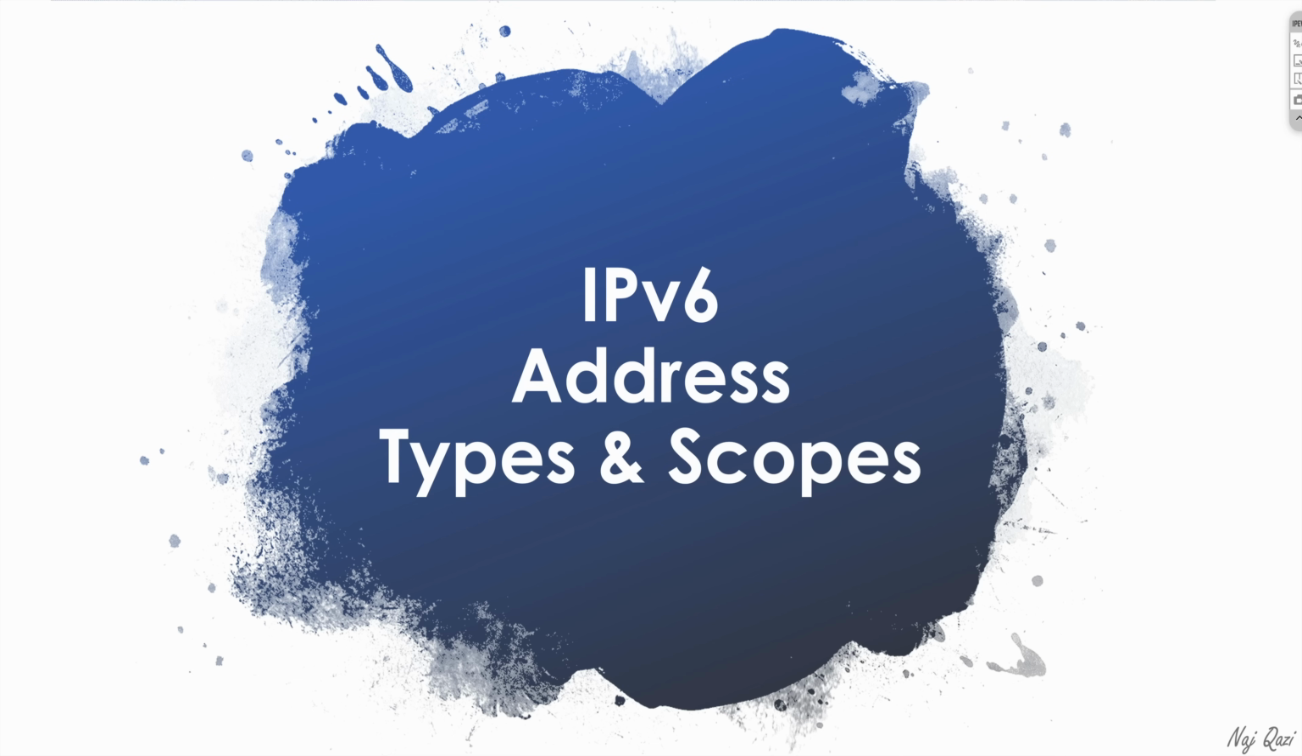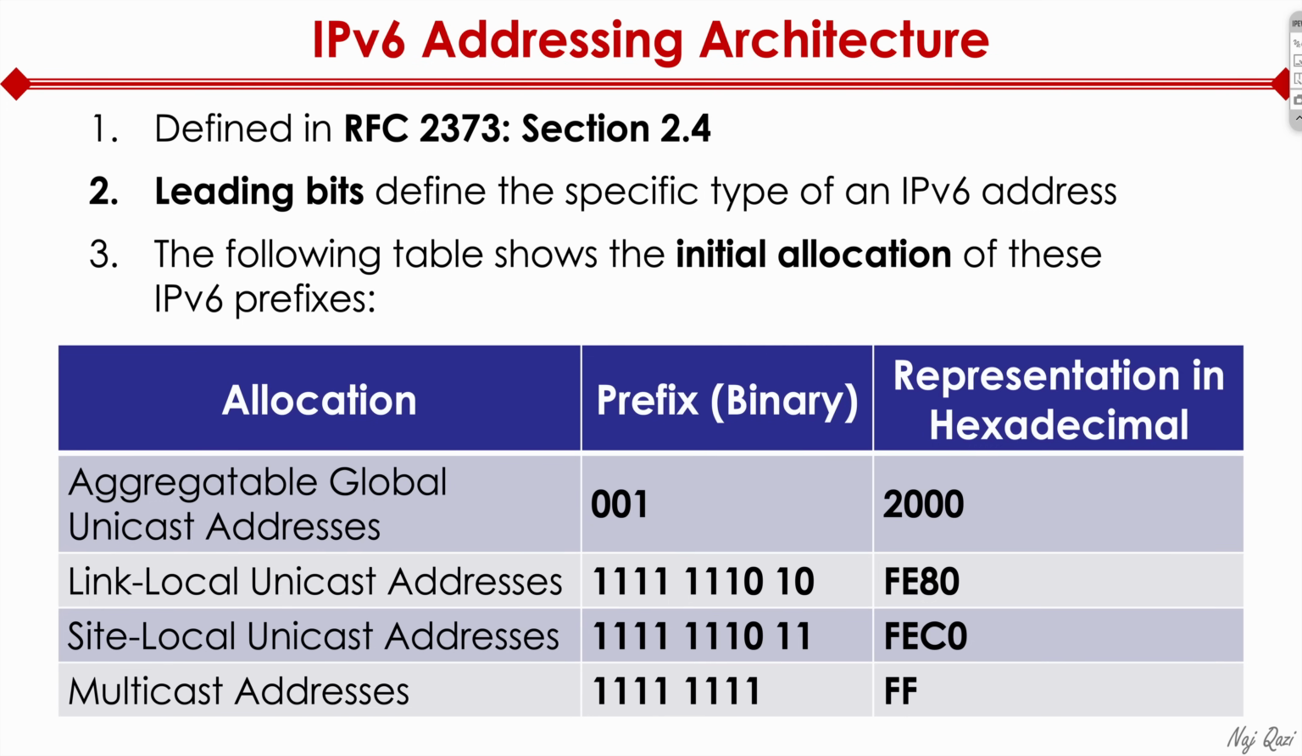Now let's shift our focus to IPv6 address types and scopes. This is the key topic. If you guys understand this, you'll pretty much understand everything there is to know about IPv6. In RFC 2373 section 2.4, IP addressing architecture is defined. And what it says is that we take the IPv6 address and we break it into different portions. And the leading bits define the specific type of an IPv6 address. So if you look at the table at the bottom of the screen here, you'll see how the RFC has carved out the entire IPv6 addressing architecture.